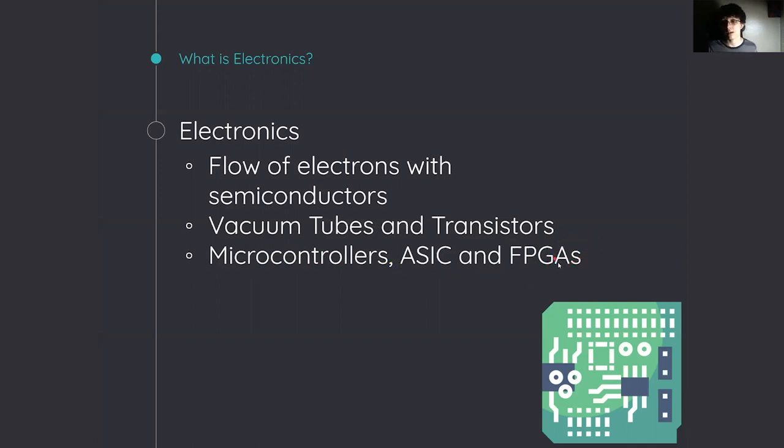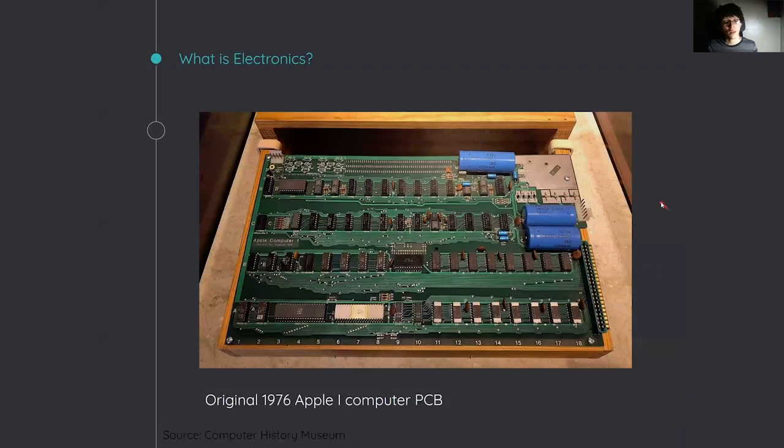An FPGA is the closest thing, as makers, that we have to make our own chip or make our own integrated circuit. That's the best way I can put it. So this is a PCB from 1966. This is what electronics look like.